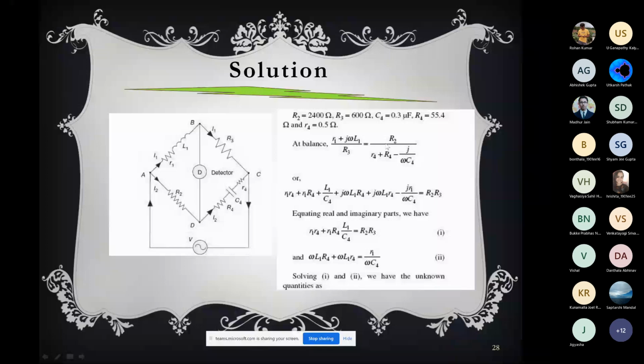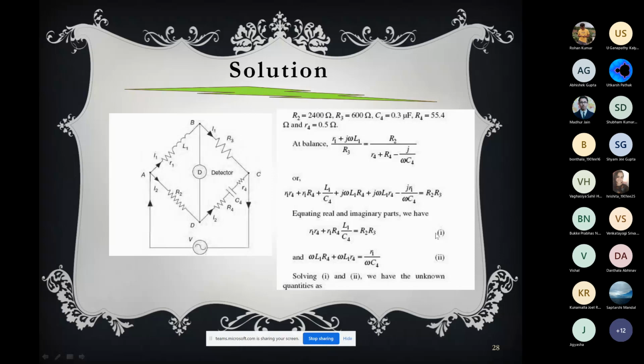Now you equate the real and imaginary parts. What will we get? Small r1 r4 plus small r1 capital R4 L1 by C4 will be equal to R2 R3. And if we equate the imaginary part, it will be omega L1 R4 plus omega L1 small r4 will be equal to small r1 plus by omega C4.